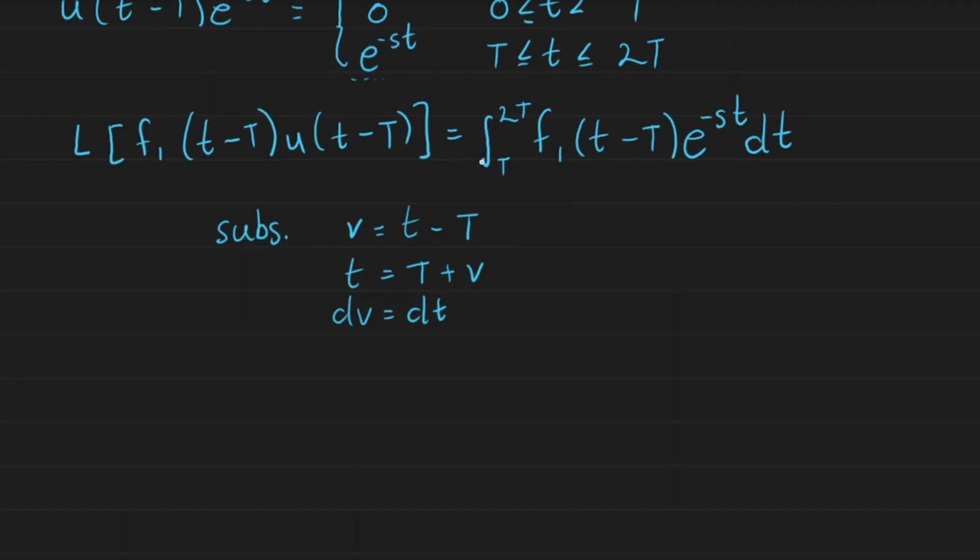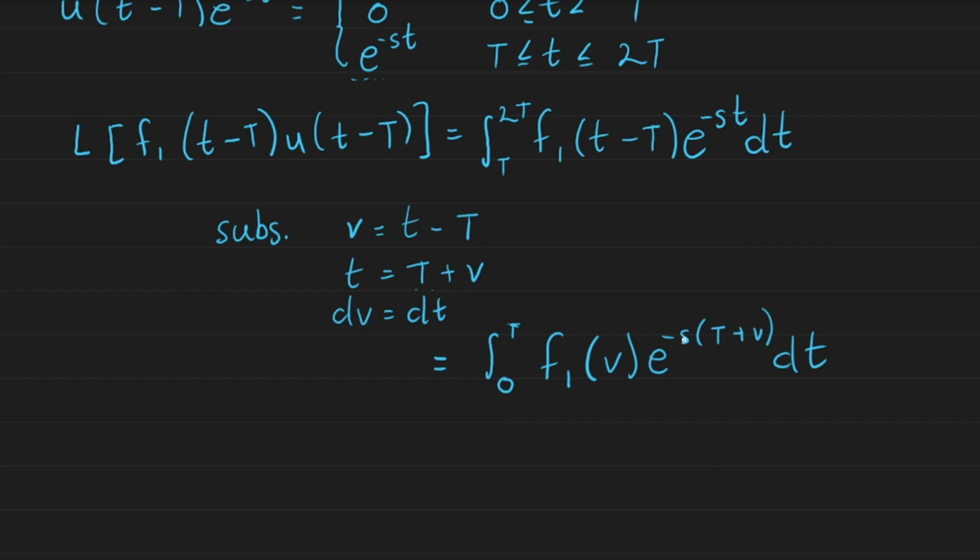And when we do that, what we get is this Laplace transform, this integral, and we can see now that v is equal to t minus T. So if we have T here, we have T minus T, which is equal to 0. And then we have 2T minus T, which is T. Then we have f1, and this t minus T is v. And we have e to the minus s into t, and t is this capital T plus v. So we write that in, dt.